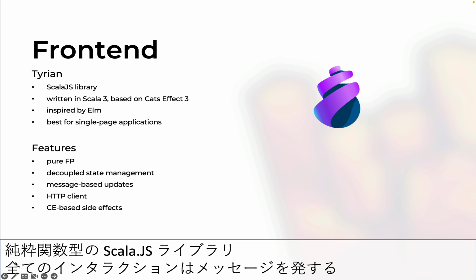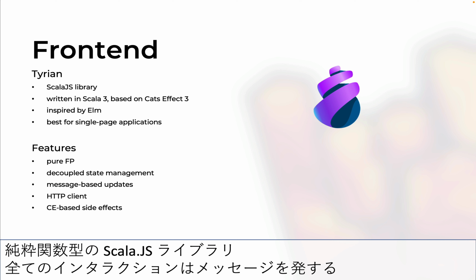This is a ScalaJS library written entirely in Scala 3, and even though it's not an official type-level library per se, it's based entirely on Cats Effect 3 and FS2. It is inspired by the Elm programming language, and it is best for single-page applications such as the JavaScript platform that we already built. This library enables pure functional programming, which is always very nice to us as Scala developers.